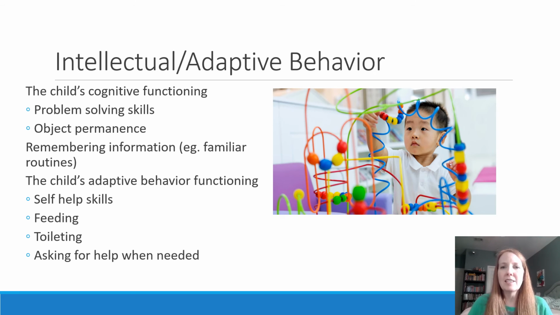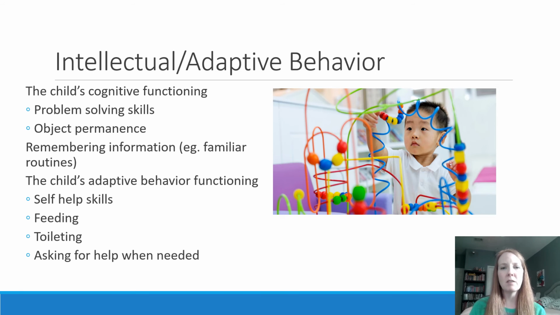We have the intellectual and adaptive behavior skills. Intellectual ability can be assessed formally and informally. So formally, you could use that developmental profile. There's also the Woodcock-Johnson early childhood test that you can give. You can also use informal information, though, and you can gather that information through observations or parent interviews regarding their problem-solving skills, object permanence, remembering information, learning those familiar routines at home and school. That can tell you a lot about a child's cognition.